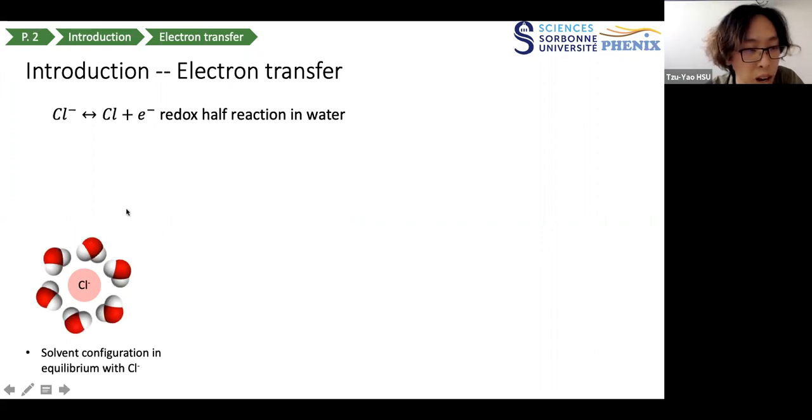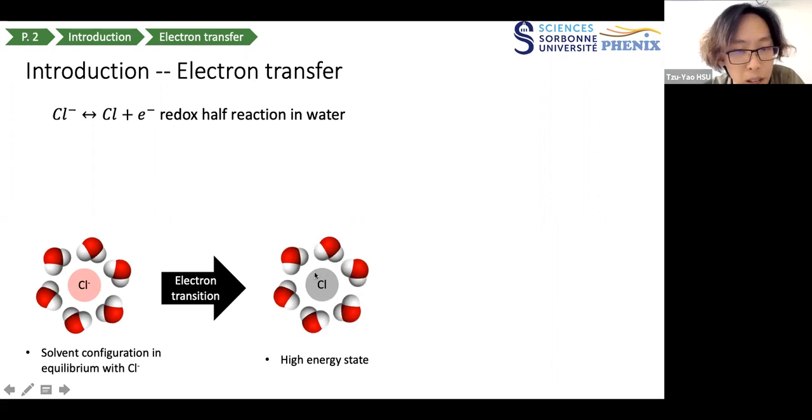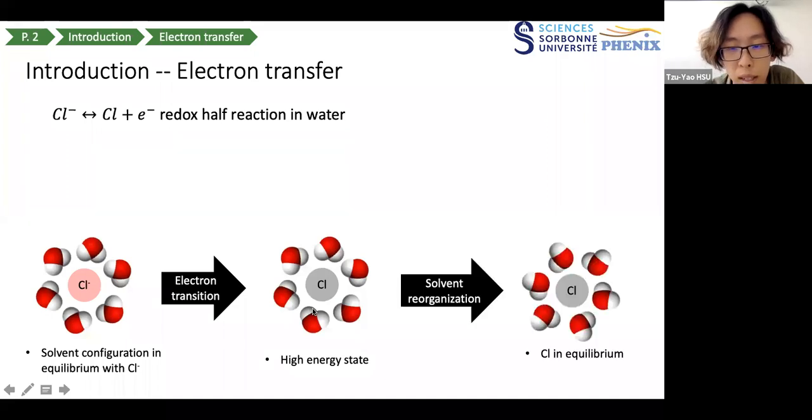So first, we are in equilibrium here, where chlorine minus is in equilibrium with water. And if we take an electron from chlorine ion to obtain a chlorine atom while keeping the solvent unchanged, we will raise the free energy of the system. And then we need to let the solvent reorganize to accommodate the chlorine atom. And then we will, again, be in another equilibrium.